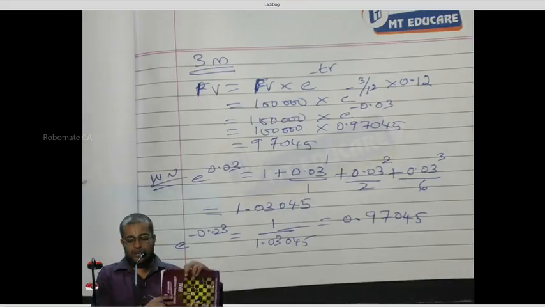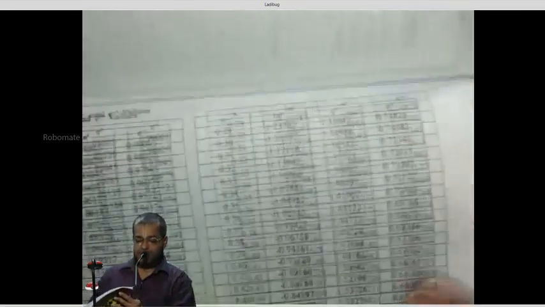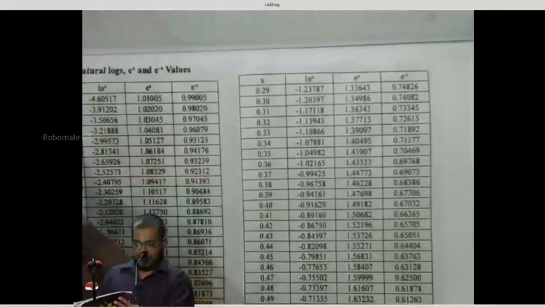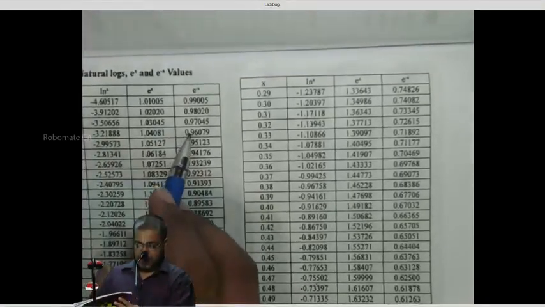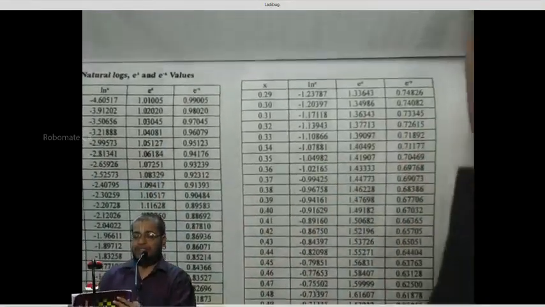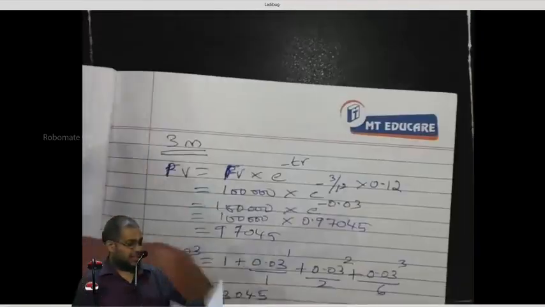Look at 0.03, that is e power minus x. What is the number there? 0.97045. The same number you are getting. Everybody, are you understanding it or not?